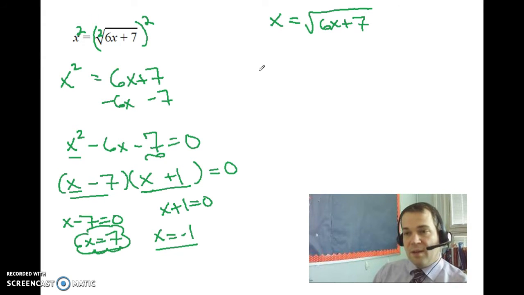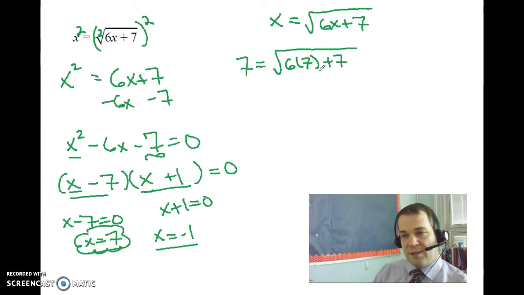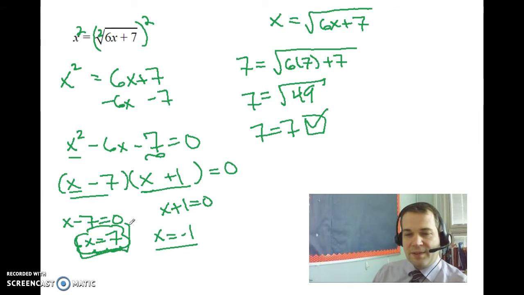If x is 7, then this becomes 7 equals the square root of 6 times 7 plus 7. There's obviously no work to do on the left side, but on the right side I can look underneath this radical, take 6 times 7, which is 42, and add another 7 to get 49. And then the square root of 49 is 7, so I get the statement 7 equals 7. That's true. 7 does equal 7. So that's one of my answers.